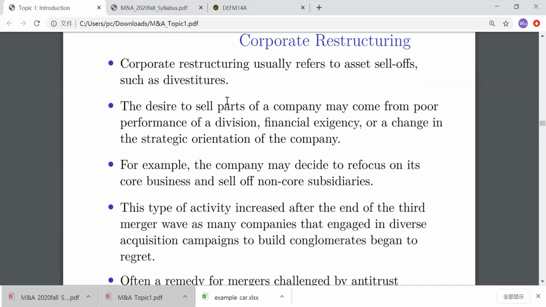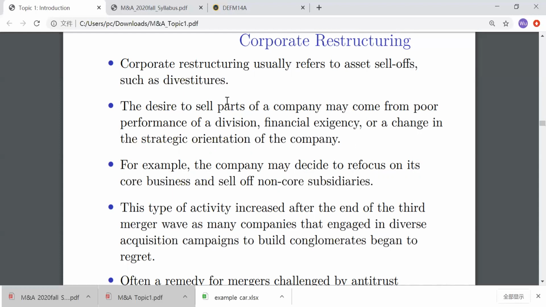And later in this class, we will talk about corporate restructuring. These are not typically change of control transactions like merger acquisition, but they are still restructuring activities of a firm. This restructuring activity usually refers to asset sell-offs, such as divestitures, such as when you sell one of your subsidiaries to another company.